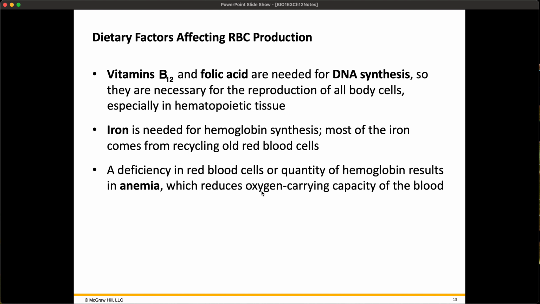Deficiency in red blood cells or the quantity of hemoglobin can cause anemia. This is that reduction in oxygen carrying capacity of the blood. I think a lot of times when people hear anemia, they immediately go to iron, and that can be a cause if you don't have enough iron. As we were just saying, you don't have hemoglobin production, and then yes, that does impact your oxygen carrying capacity. But there are other factors and many different types. I've seen a couple of slides, many different types of anemia. But real quick, vitamin B12 and folic acid are necessary.